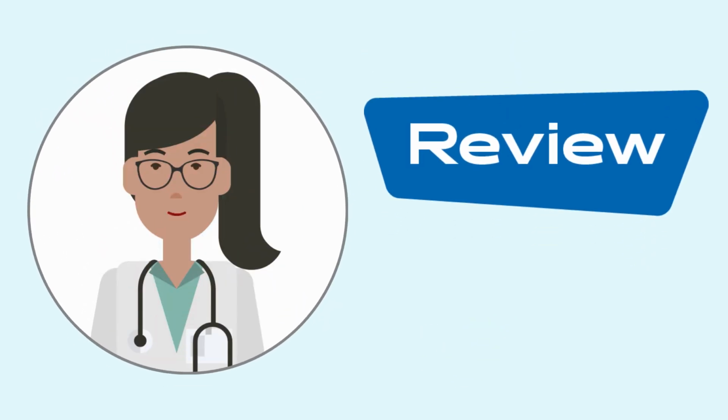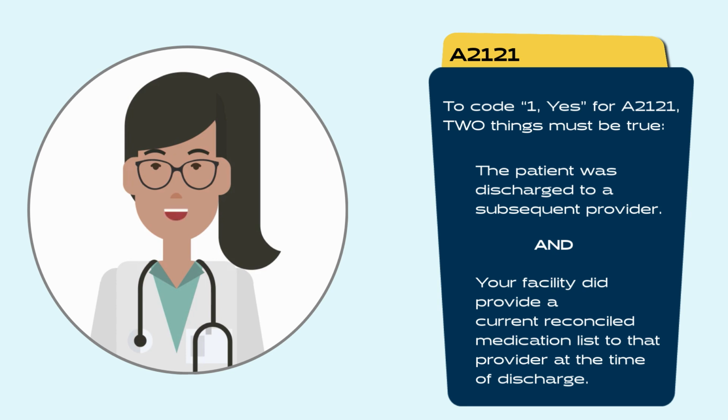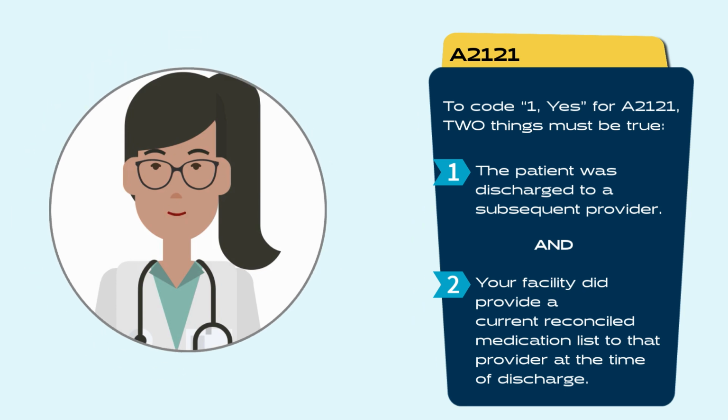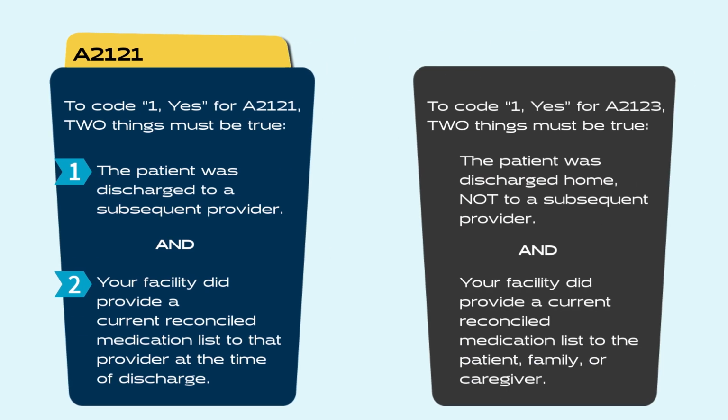Now, let's review. To code 1 yes for A2121, two things must be true. The patient was discharged to a subsequent provider, and your facility did provide a current reconciled medication list to that provider at the time of discharge. To code 1 yes for A2123, two things must be true. The patient was discharged home, not to a subsequent provider, and your facility did provide a current reconciled medication list to the patient, family, or caregiver.